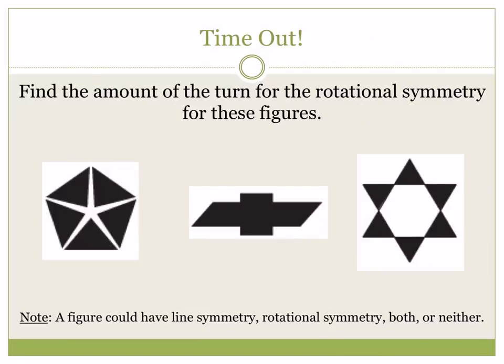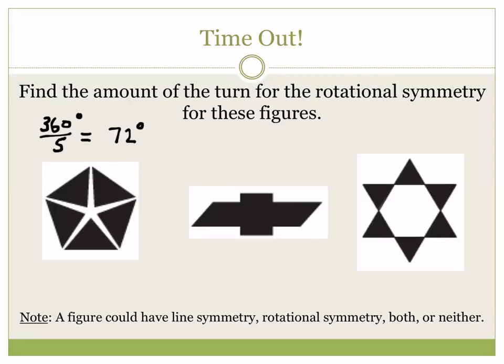What are the turn symmetries for each of these? So how many similar shapes do we have in the first picture? 5. So what would we do? 360 divided by 5. And it's 360 degrees. So what is 360 divided by 5? 72 degrees.